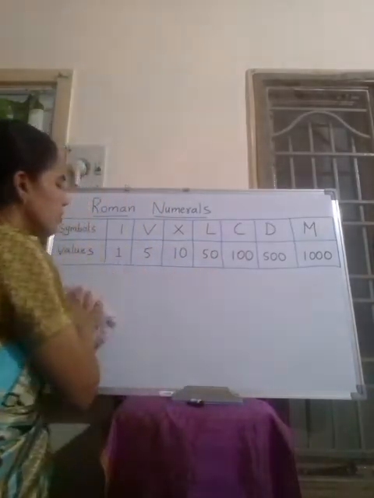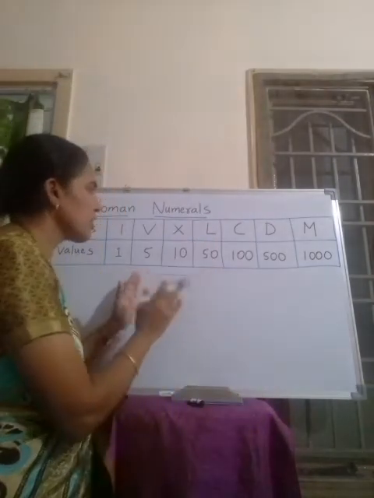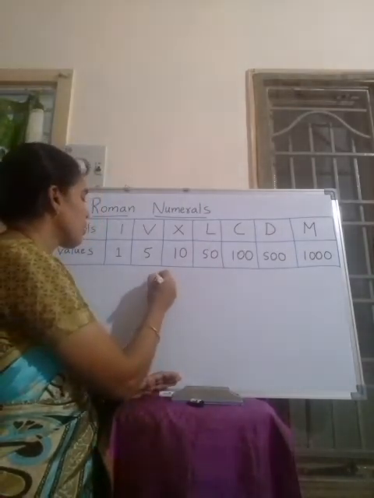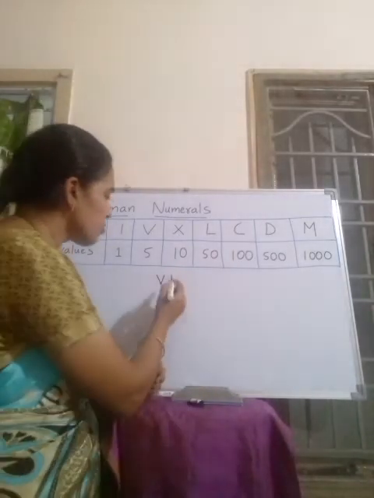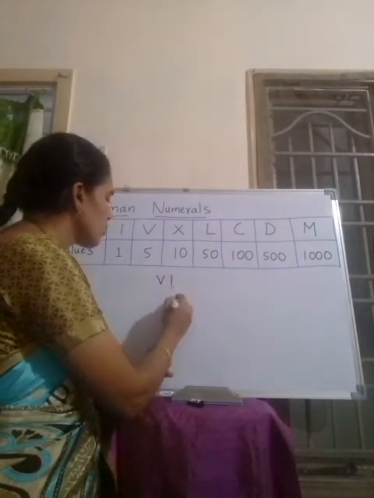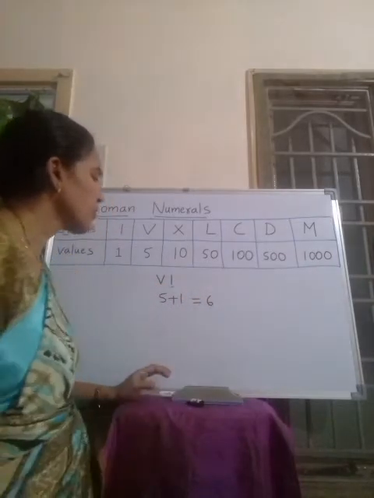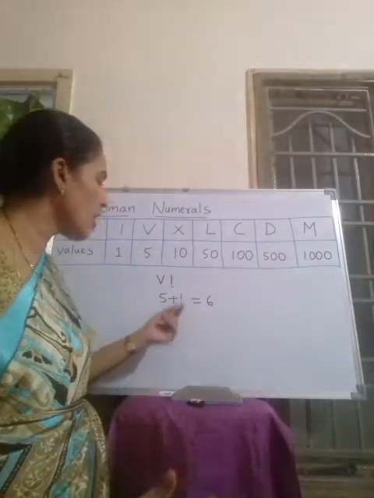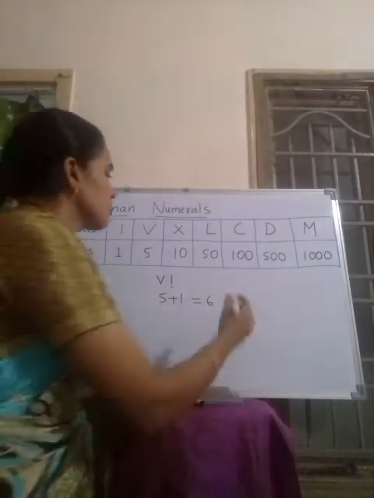Okay, then we'll see what the rule of addition is. Rule of addition: if I write a small symbol to the right of a larger symbol, then the small symbol's value is added to that larger symbol. For example, the small symbol's value is 1, and 1 is added to the larger symbol 5. 5 plus 1, that is 6. So the rule of addition is: if a small symbol is written on the right side, its value is added to the larger symbol. We have 5 plus 1, 6.